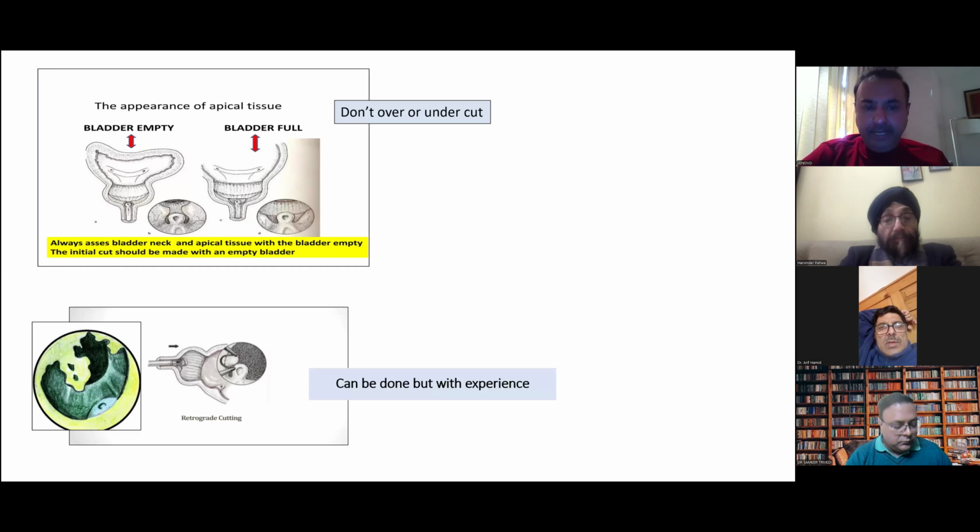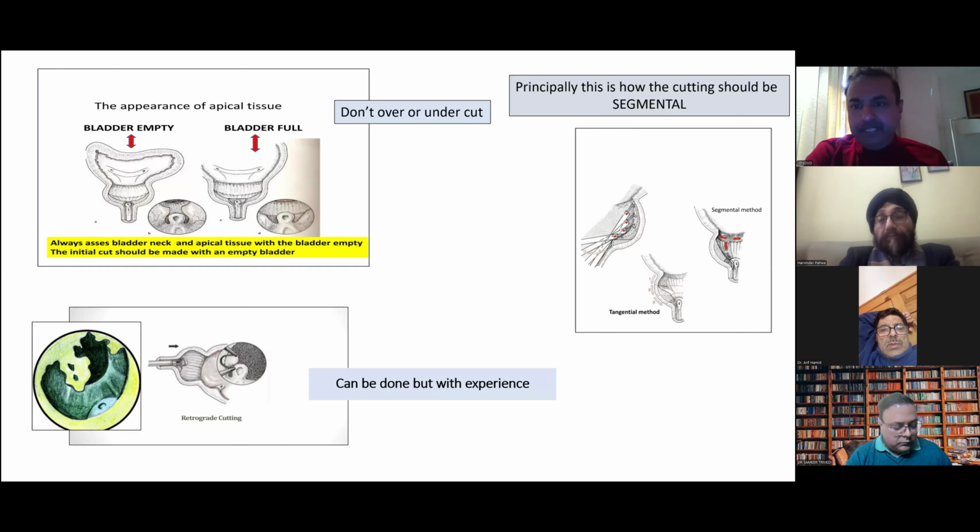Regarding retrograde cutting, it should not be done by a novice. It is done only for smaller tags here and there. With the experience, yes, you can do it, but not as a beginner. Principally, this is how the cutting should be. It should be a segmental cutting if you're a beginner, and not take very long cuts if you're not able to take it. But it has to be a tangential method.